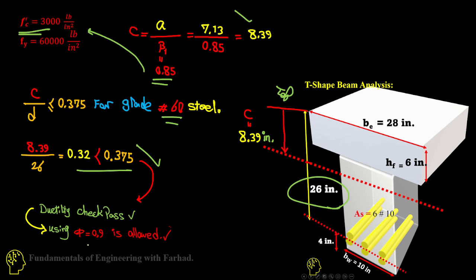If our section is ductile, we are allowed to use a reduction factor of phi for a flexural member. That's all. We'll solve more problems.